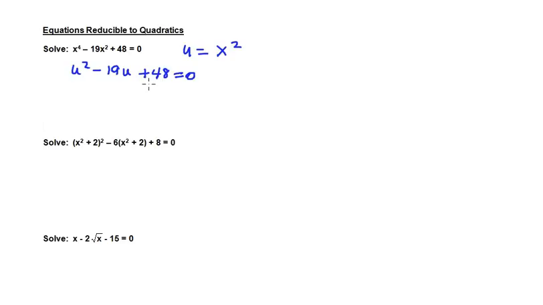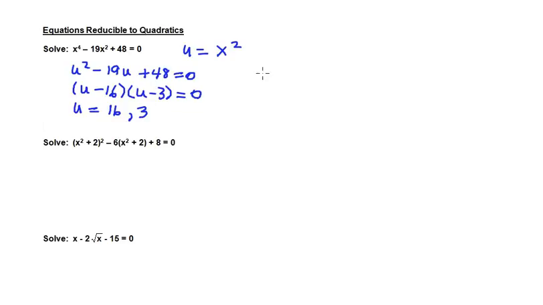Factors of 48, we're looking for a sum of 19 in the middle, so we get 16 times 3. And we get the factors u minus 16 times u minus 3 is equal to 0. We can solve for that and say that u then is equal to either positive 16 or positive 3. And wow, that feels like we're done. But unfortunately, we have not yet solved for x. So we need to go back and make use of the fact that u is equal to x squared.